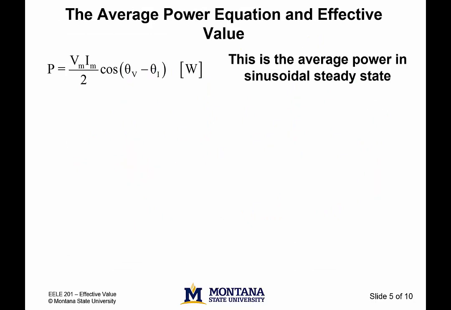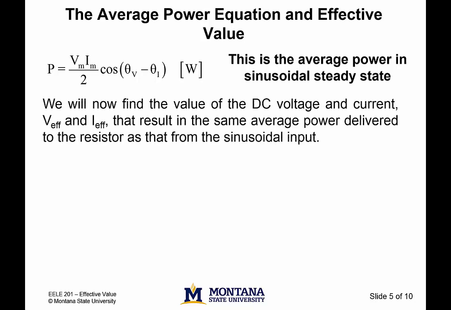Recall from the video on instantaneous and average power that the average power when dealing with sinusoidal signals is given by Vm Im over 2 times cosine of the difference of theta V and theta I. Our goal now is to find the value of the DC voltage and current. We'll call these V effective and I effective that yield the same average power delivered to a resistor as that from a sinusoidal input. The key words here are average power and resistor. It would not make sense to speak of average power associated with a purely reactive element, as we know that ideal inductors and capacitors dissipate 0 average power.